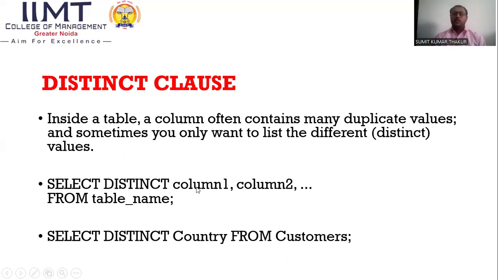SELECT DISTINCT field names FROM table. It will give you only the unique records we have. It will not give you the duplicate values and duplicate records. Thus, you will exactly know how many unique records you have.